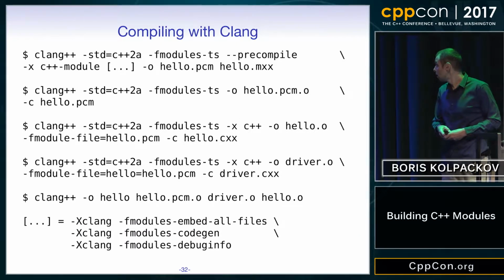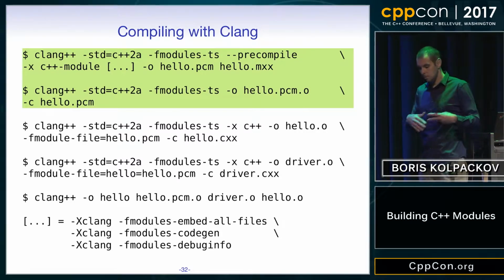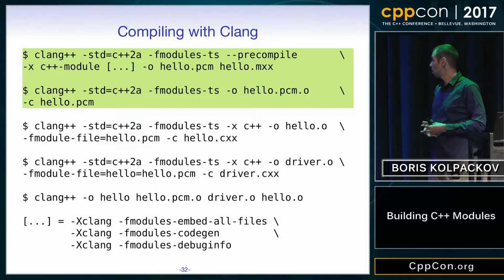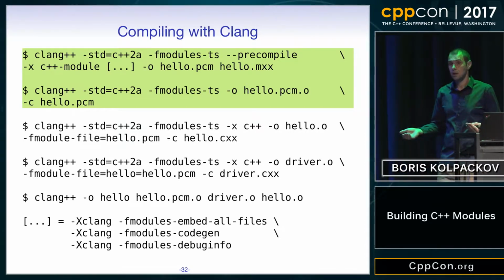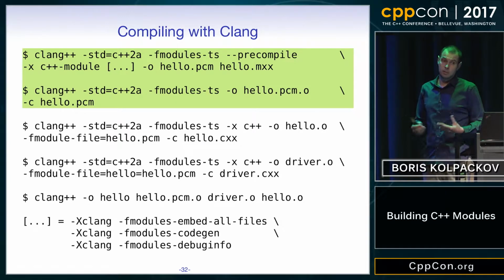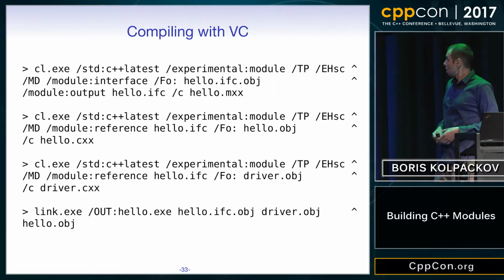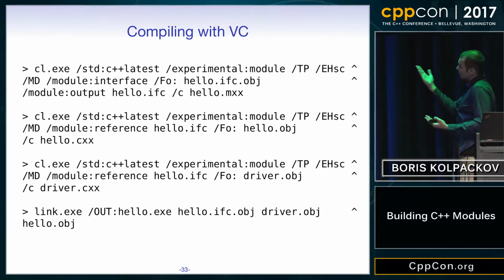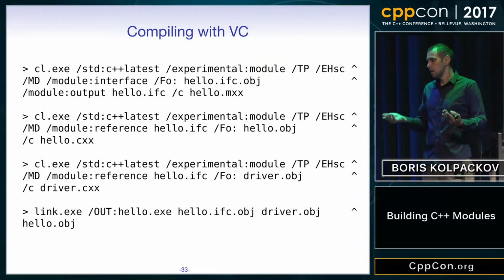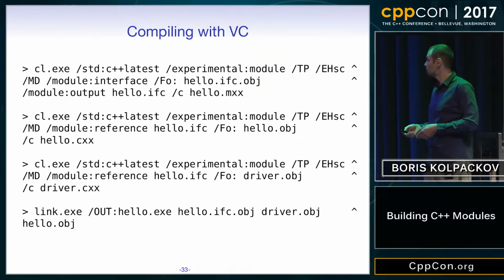Clang equivalent command lines. I'm not going to go into too much detail. The only difference here is that producing the BMI and the object file is actually a two-step process. We first get the BMI, which has the PCM extension, and then we compile that to produce the object file. But I was told that eventually there will be a mode to do it in a single compiler invocation. Visual Studio, again, is pretty similar, and follows a similar model to GCC in that we get both the object file and the BMI in the same compiler invocation.